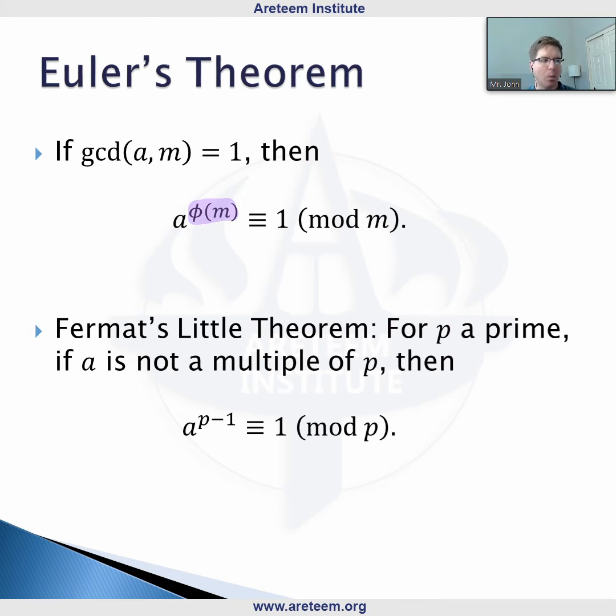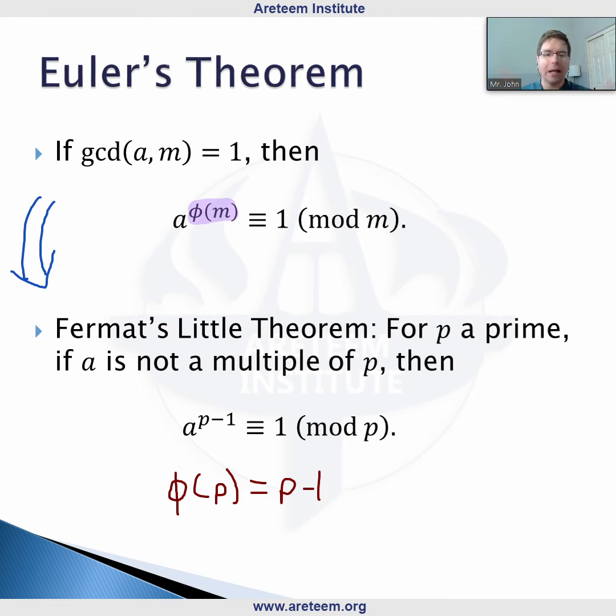Now, I want to note and remind us, remember, what did we calculate for phi of p? Remember, phi of p itself was p minus 1. So in fact, this Fermat's little theorem is implied by Euler's theorem in this case. So if you have Euler's theorem for free, in a sense, you get Fermat's little theorem in this case.